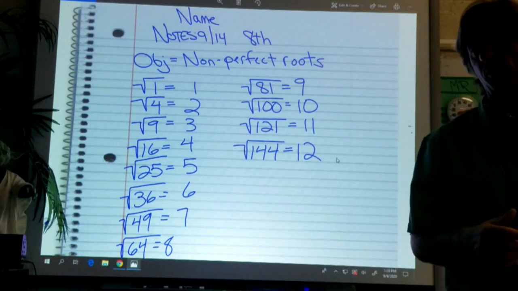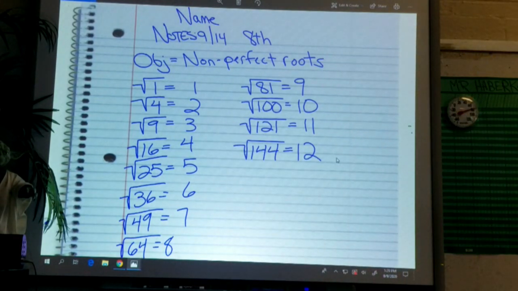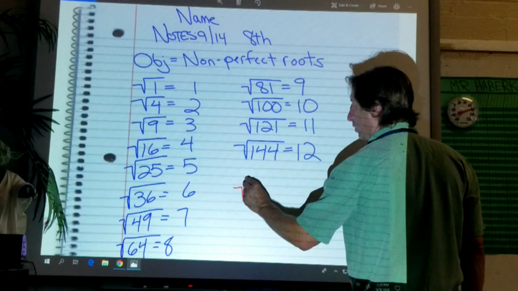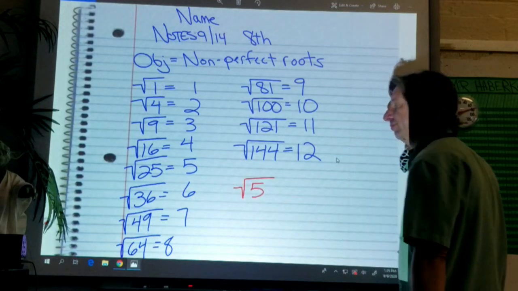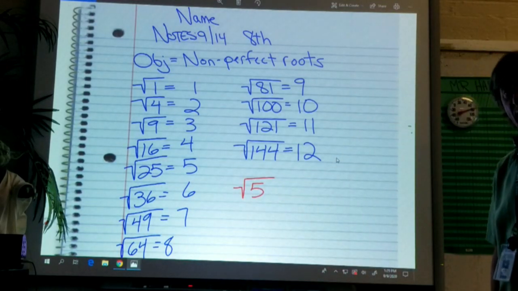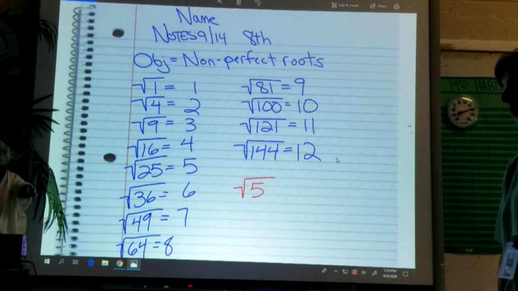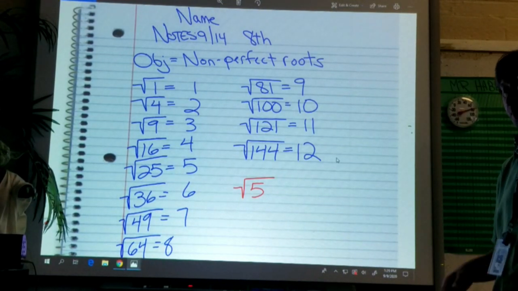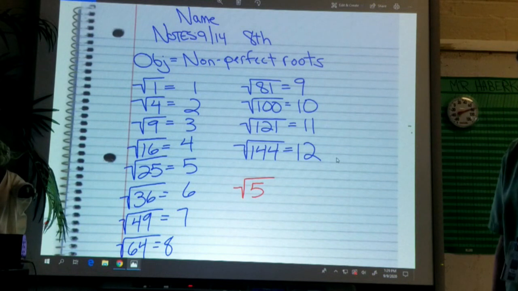It's that simple. What we're going to learn today is what happens if it's not a perfect root. So for example, if I asked you what is the square root of 5? Well, there is no square root of 5. No exact perfect answer to that. It's what's called an irrational number. Like we learned in 7th grade, pi is an irrational number. 3.1415926, and it goes on and on and on.